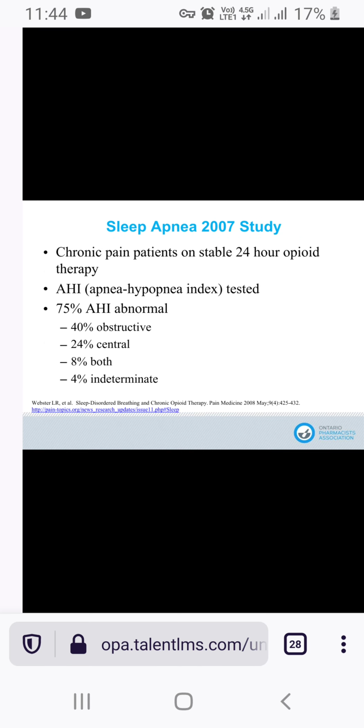So first, looking at sleep apnea, there's a study where they took some patients who were on chronic opiate therapy for chronic pain, and they looked at something called the apnea-hypopnea index. And they found that 75% of patients who were on chronic opiate therapy had a problem with this index: 40% obstructive, 24% central, and I'll talk about the difference between those two later. Some had both, which is a very dangerous one, and some they got ambiguous data on. But these numbers are quite high.